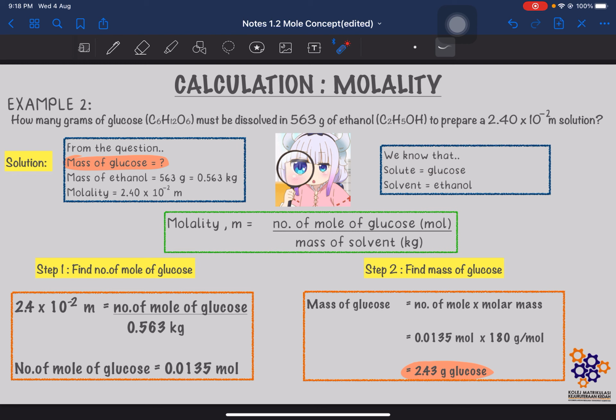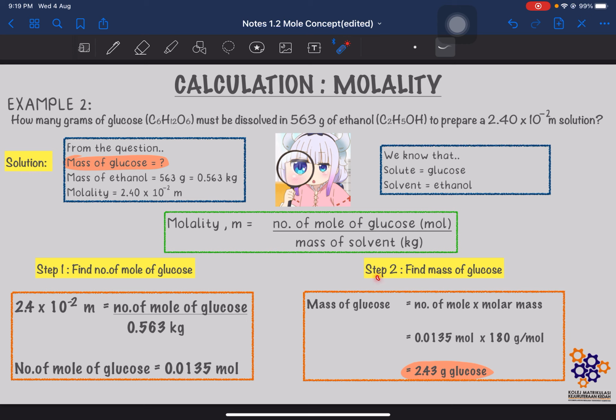Okay, so we know that the formula to find molality is the number of moles of glucose divided by the mass of solvent in kg. It gives us the molality and the mass of ethanol, and the question needs you to find the mass of glucose. In order to find the mass of glucose, you need to find the number of moles of glucose first. Here, kita ada mass of solvent, ethanol, and then we have the molality punya value, so we can find the number of moles. Step 1: the number of moles of glucose equals the mass of ethanol times the molality. You will get 0.0135 mole of glucose.